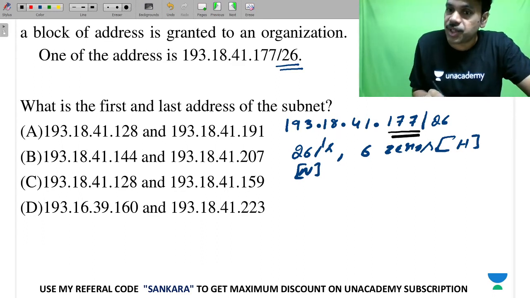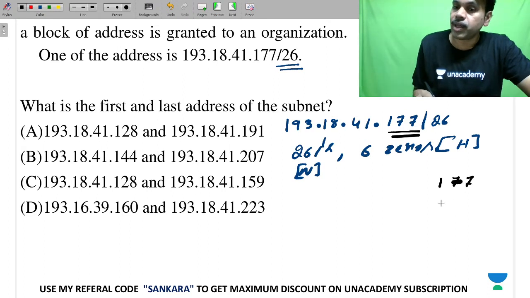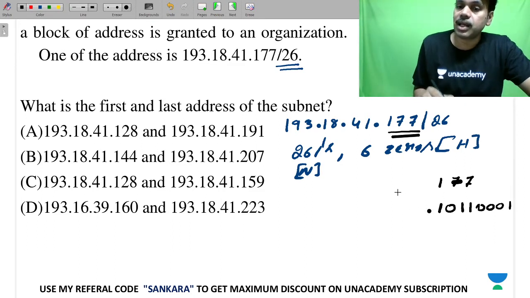So this you need to write. 177 in binary: 128, 64, 32, 16, 1, that is 1, 2, 3, 1. This is the binary of 177. The remaining bits you can write as they are, because they are all meant for NID only.